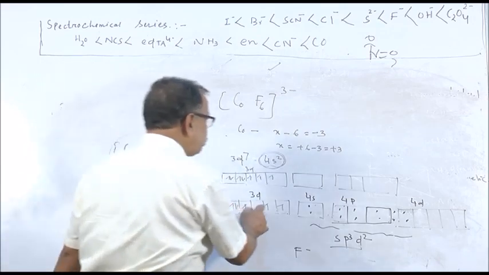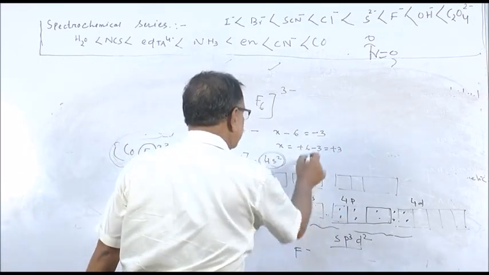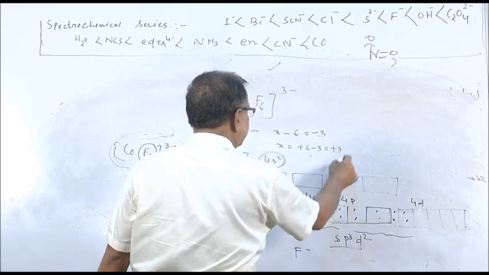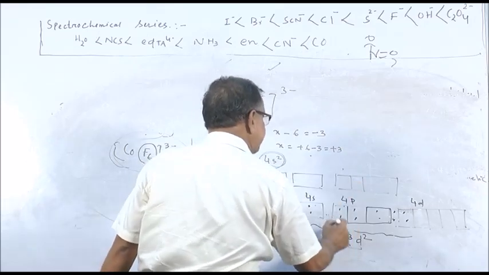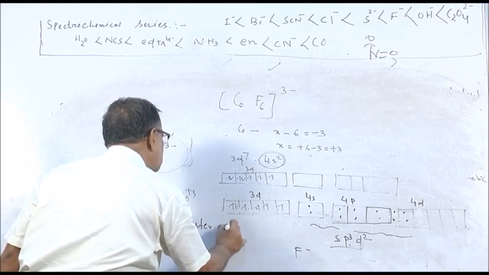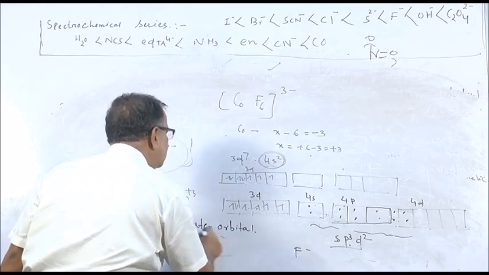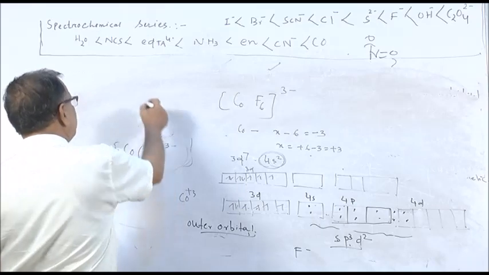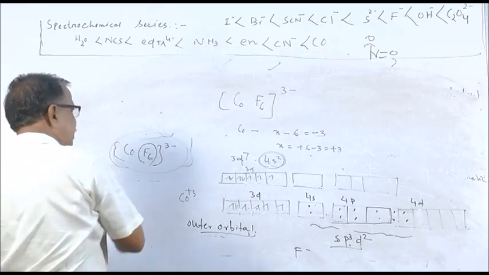Today we came across d2sp3 hybridization. One is d2sp3 and another is sp3d2. The one is called outer orbital complex. This is called outer orbital, and that is called inner orbital.